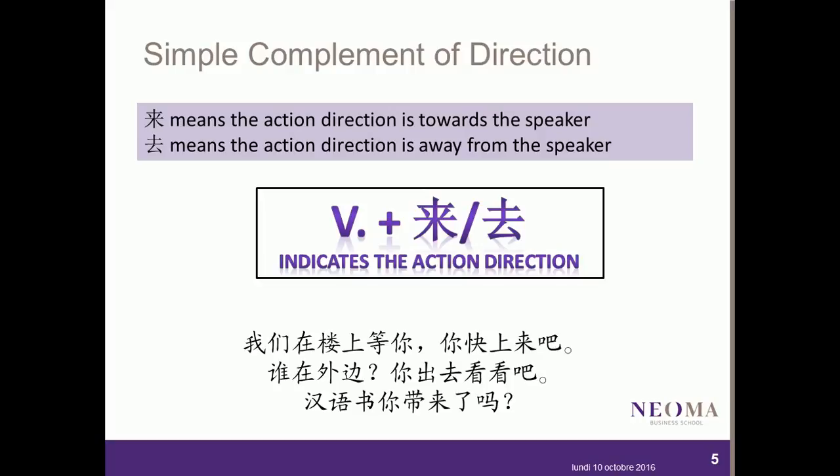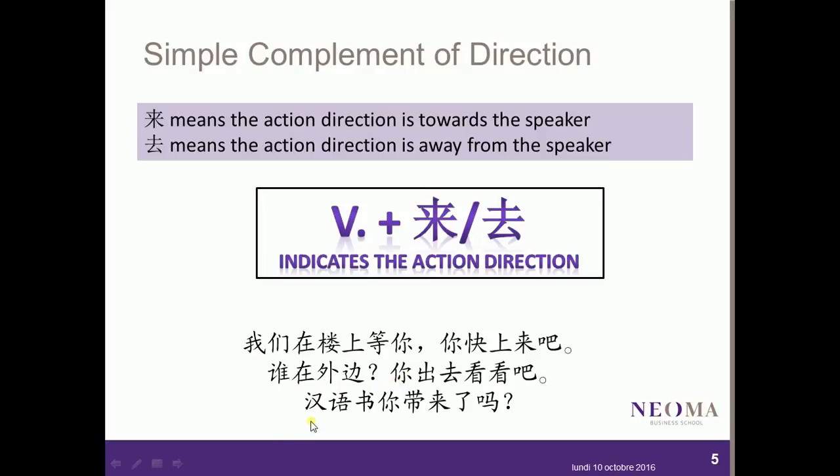Alright, second sentence: 谁在外边? Who is outside? 你出去看看吧。So guess who is going outside? The speaker, or the speaker's friend in the room, or the people outside of the room? If you got it right, it's supposed to be the speaker's friend. This speaker's friend stays in the same room with the speaker. So they both notice that there's somebody outside, and one is asking the other to go outside and have a look. So 你, in this sentence, is in the room.